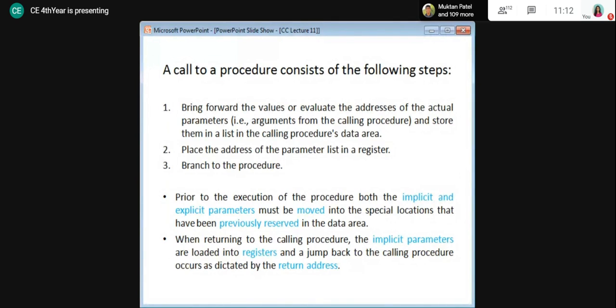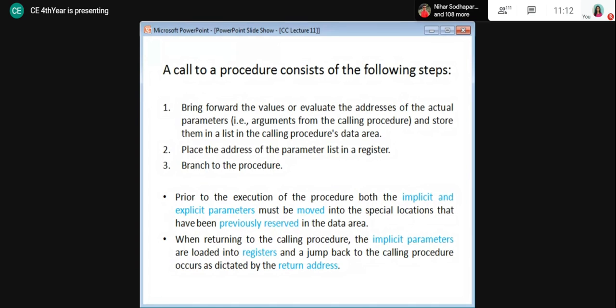Then we will place the address of the parameter list in a register, and then we will branch to the procedure. So once we branch to the procedure, the starting address or the base address of this list is stored in the register from which we can fetch, and this is how these variables, which are our actual parameters, can be accessed.